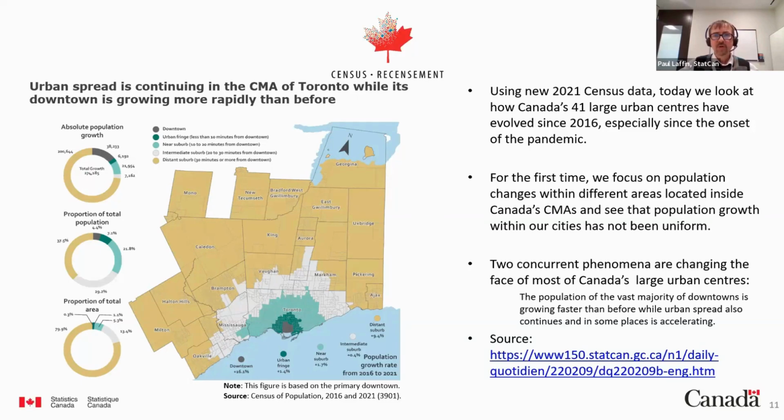Also shown on the map are the population growth of these areas between 2016 and 2021. And for most of the downtowns of the 41 large urban centers, population growth has accelerated over the last 5 years compared to the previous 5-year period.